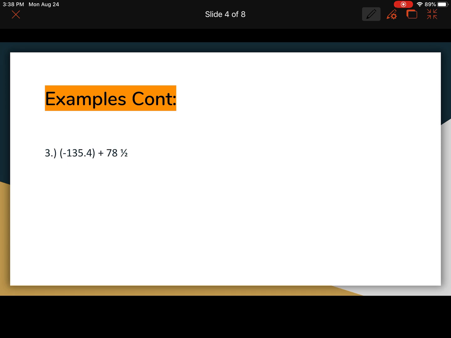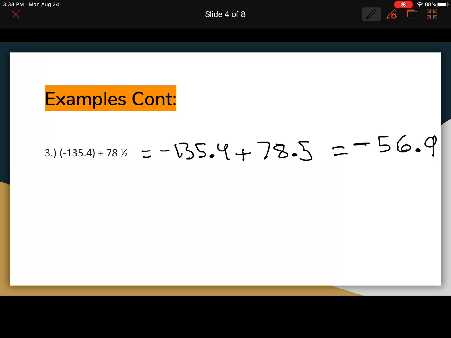We want to find negative 135.4 plus 78 1/2. Again, this is another instance where we're going to have to convert that 1/2 to a decimal. So this would be equal to negative 135.4 plus 78.5, because 1/2 is equal to 0.5 in decimal form. When we do our math there, we are subtracting 135.4 and 78.5, and since 135.4 is the larger value, we're going to keep that negative sign. And then we know that the difference between these two values is 56.9.